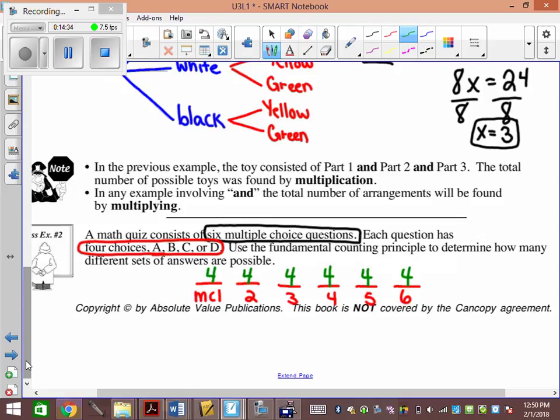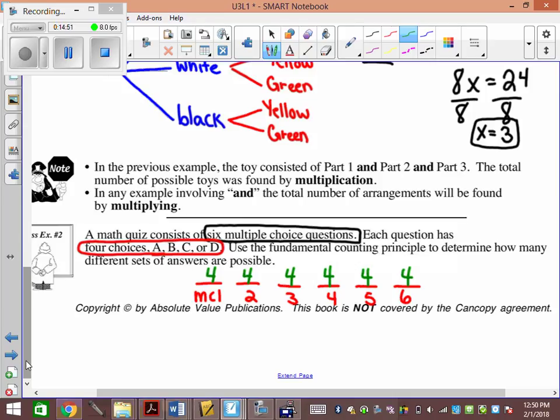Now they could give us a restriction. They could say the answer to multiple choice 1 is A. And then how many options would we have for the first blank? If it has to be A, 1. Yeah. Okay. So they can restrict you in certain ways as well.